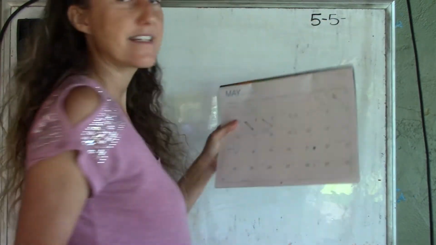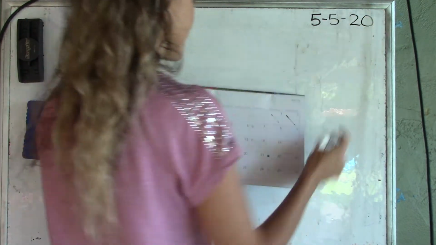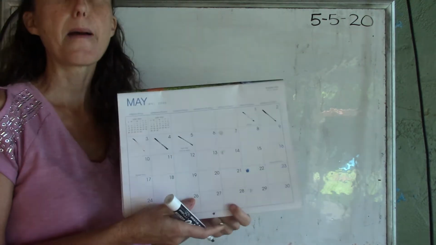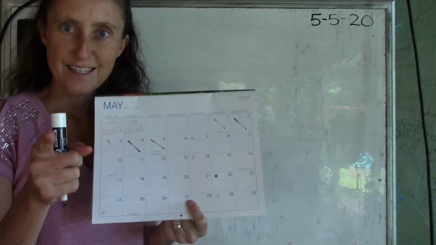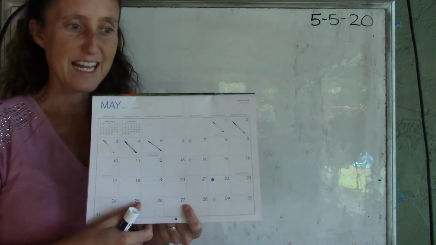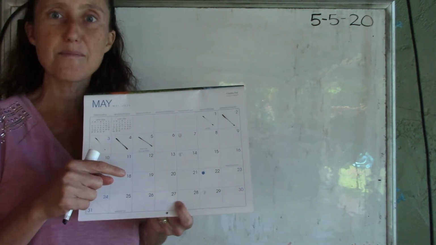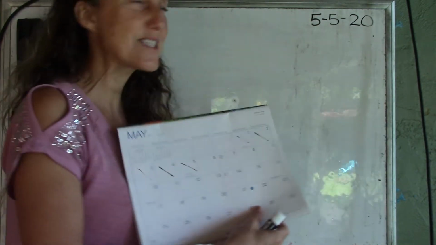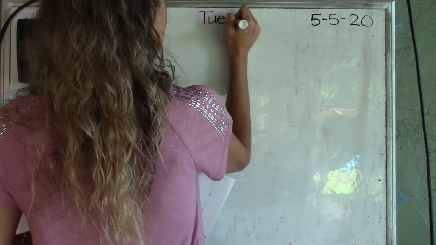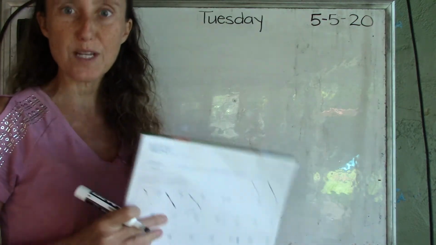5-5. And our year is still 2020. You're right. Our 7 days of the week are Sunday, Monday, Tuesday, Wednesday, Thursday, Friday, Saturday. And there are 7 days in the week. If yesterday was Monday, today is Tuesday. You got it right. Yay. Tuesday, May 5, 2020.